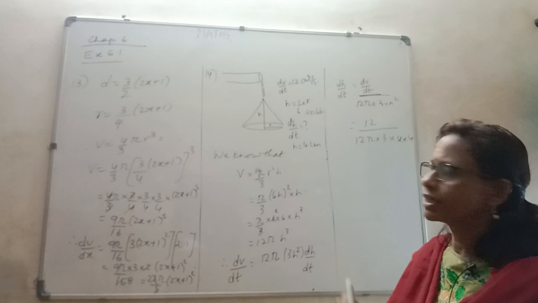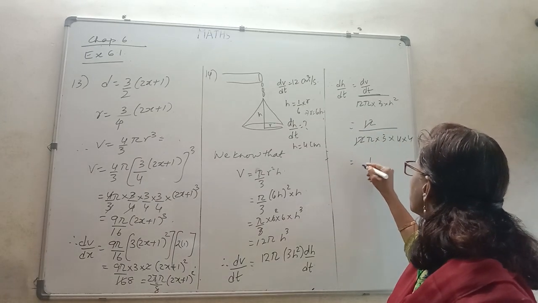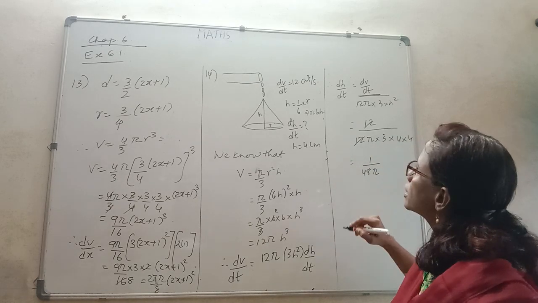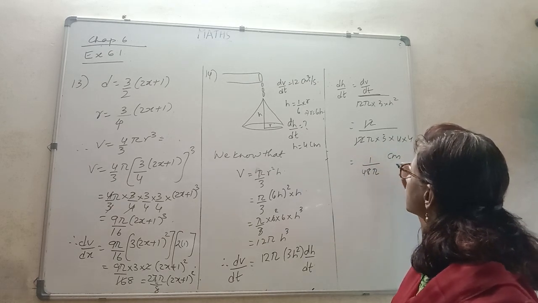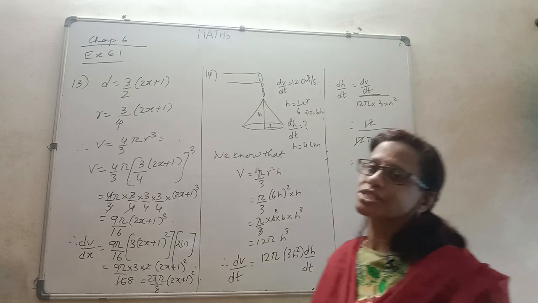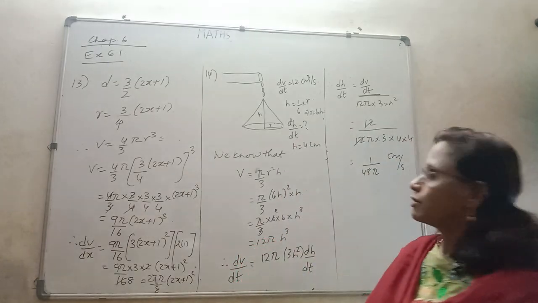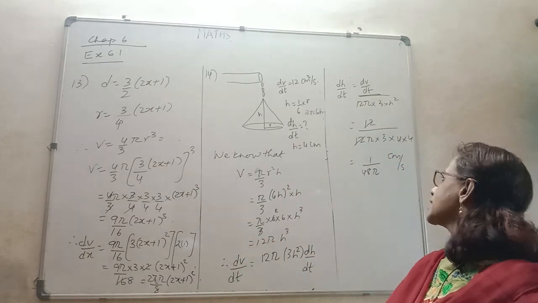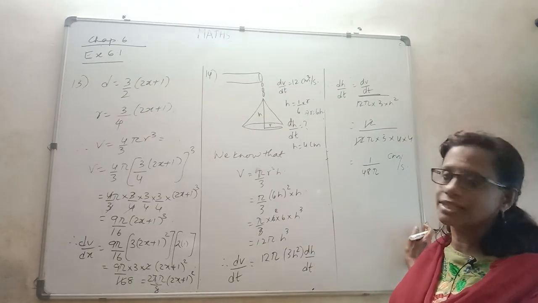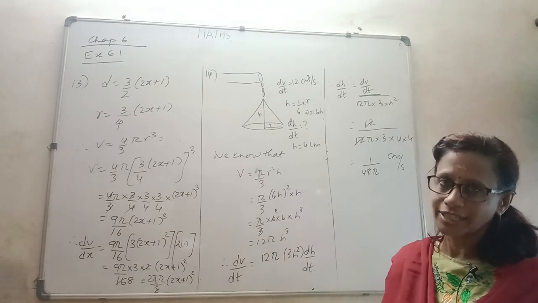That's it. You have these two 12s cancelled, and it is 1 by 4 times 4 is 16, times 3 is 48π centimeters per second. So the rate at which the height is increasing is 1/(48π) centimeters per second. So that's how it is, right? After we make all the substitutions and go in for the derivative.